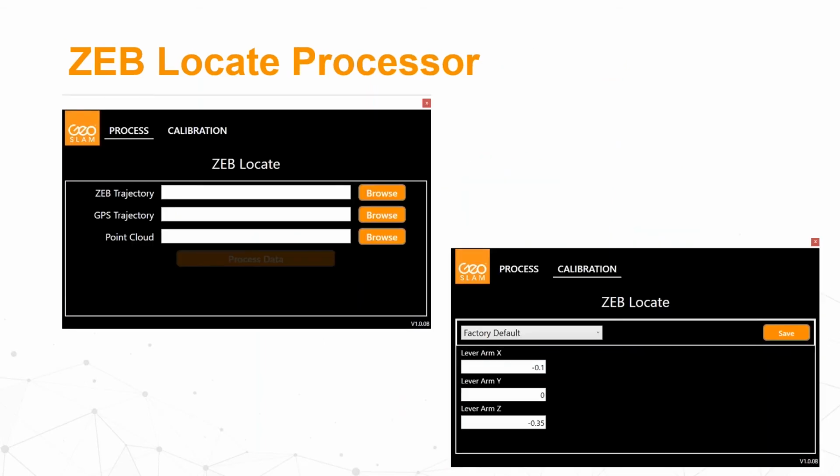So just a screenshot from the ZEB Locate Processor, where you can see that the input required is GPS trajectory. You can accept it in different formats. Horizon trajectory that's processed from Hub, and Horizon point cloud also processed from Hub. The lever arms, X, Y, Z offsets between the Horizon scanner and GNSS antenna also need to be specified.